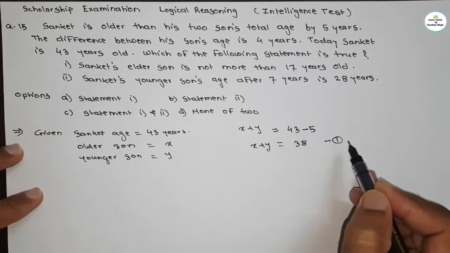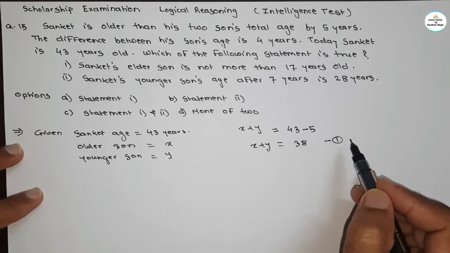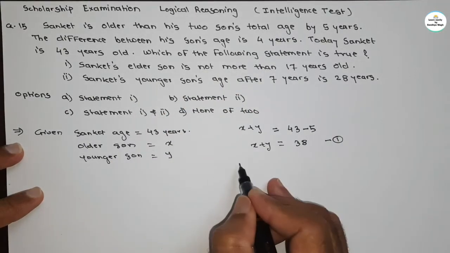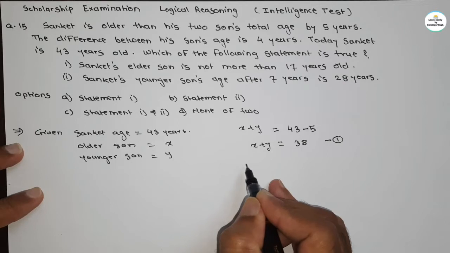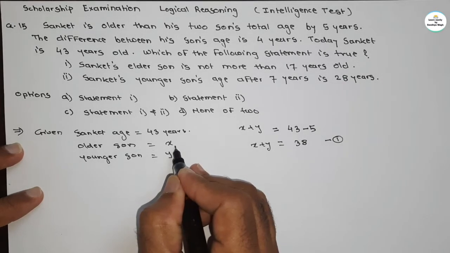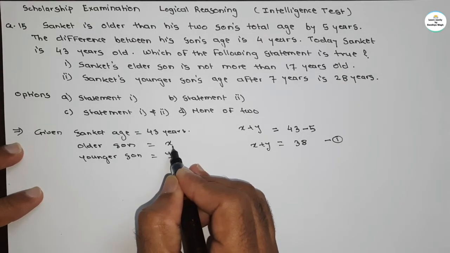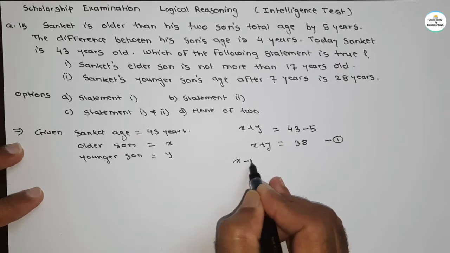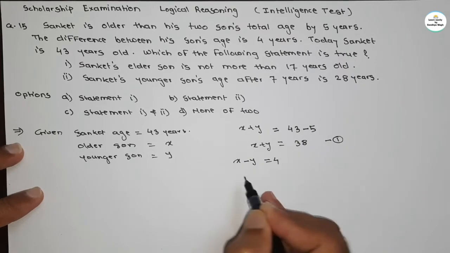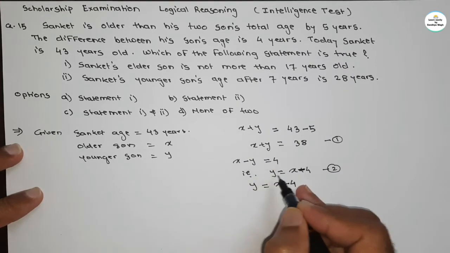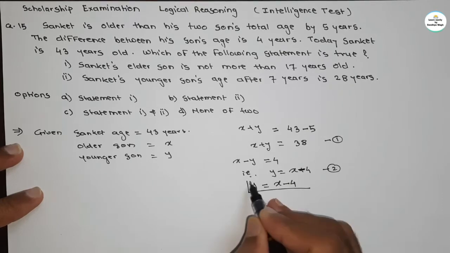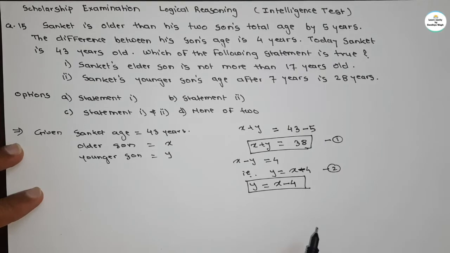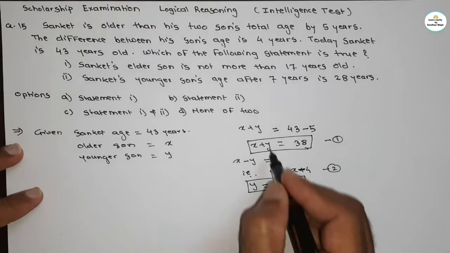This is the first equation. And what is one more given? The difference between his sons' ages is 4 years, means X minus Y. Elder son is X, so X minus Y is equal to 4, that is Y equal to X minus 4. So I will write here, these two equations are very important for us. Now see, put the value of Y in this equation.